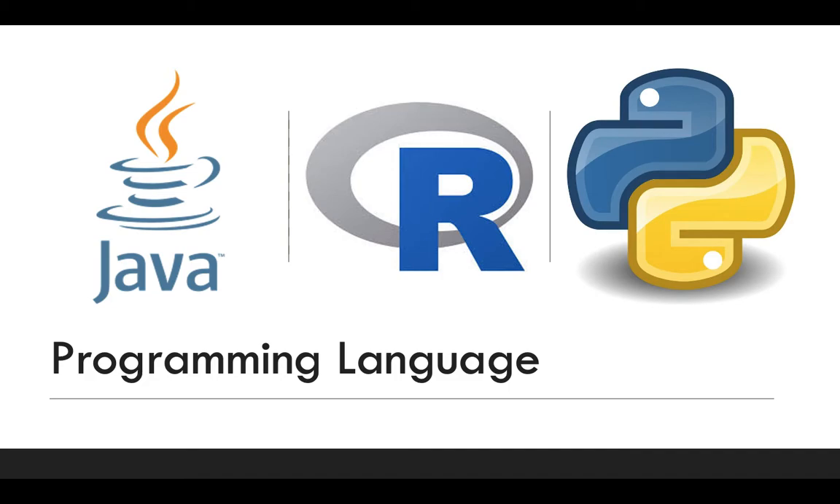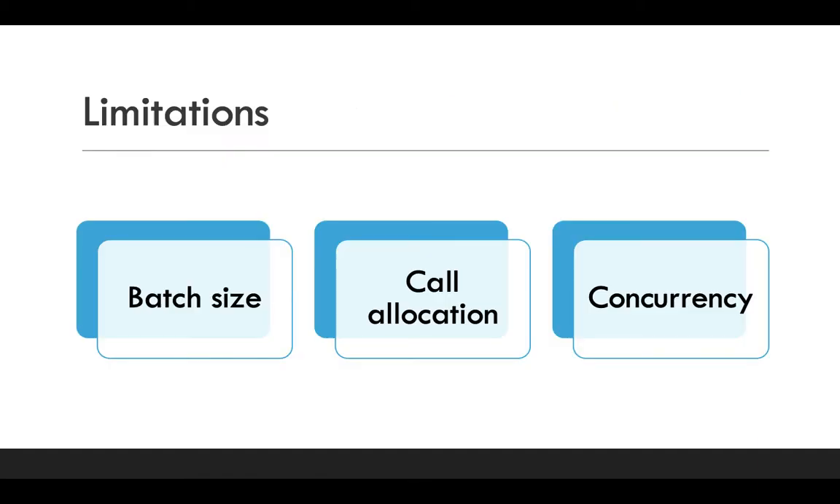Similar to many things, APIs also have their own drawbacks. Not drawbacks in the sense that they are not doing what they are supposed to do, but using an API comes with some sort of limitations. In short, the limitations are the batch sizes, the call allocation, and the concurrency. So what do these mean?